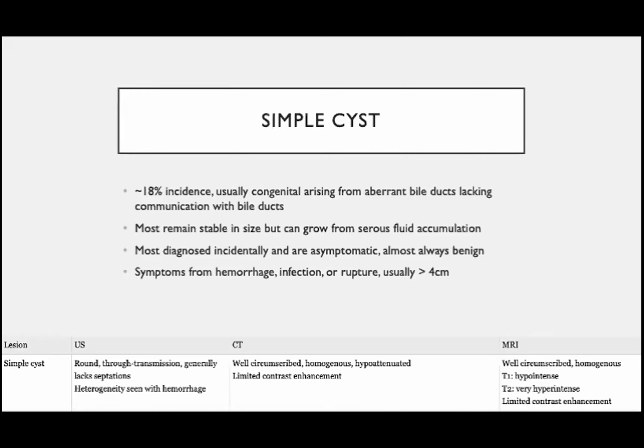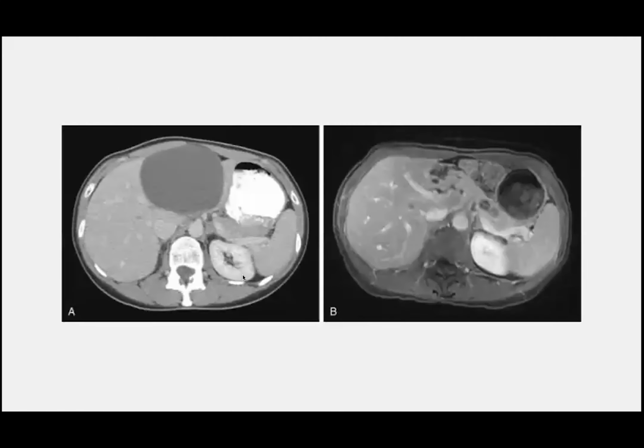On CT, simple cysts appear as well circumscribed, homogeneous, and hypoattenuated lesions. They don't enhance with contrast, obviously. T1, they're hypointense. T2, they're very hyperintense, would make sense because T2 makes fluid light up. And again, limited contrast enhancement, which makes sense. Here are the pictures of them. That is a cyst. So this is an MRI after cyst fenestration. So that shows residual fluid in the cyst cavity.